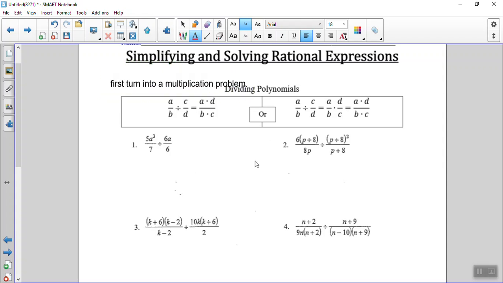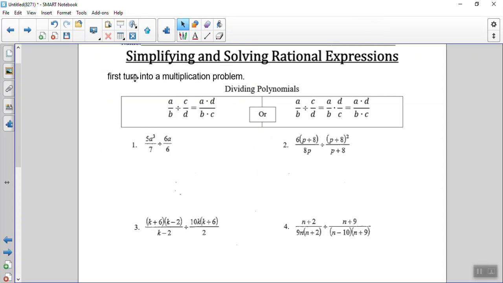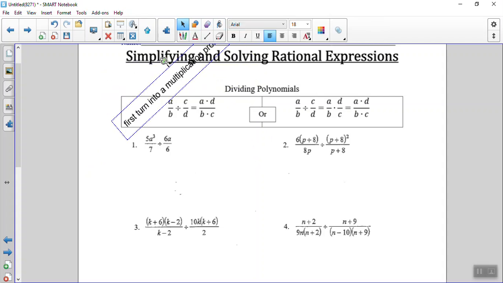Okay, and then we just do what we did in the last section. We just multiply straight across. Let me turn this. It's a little funky.